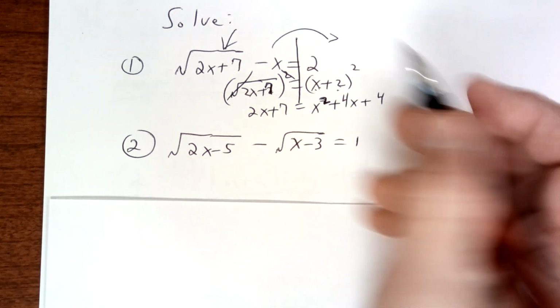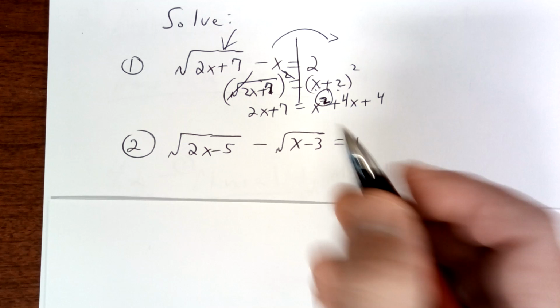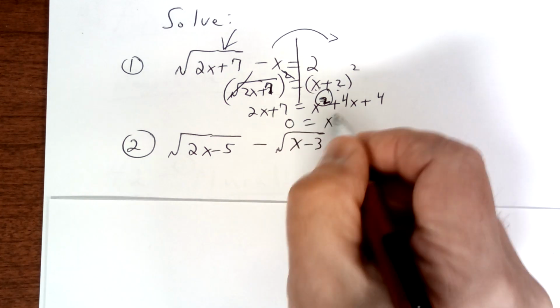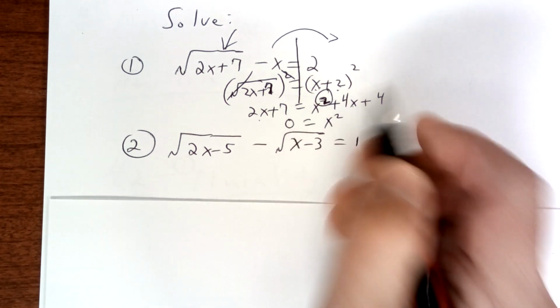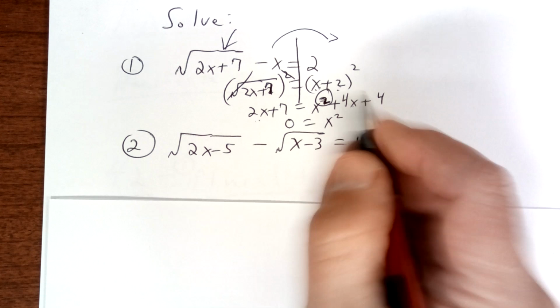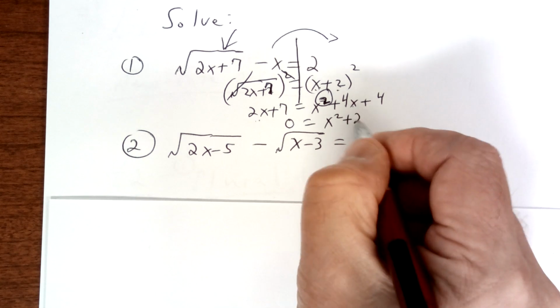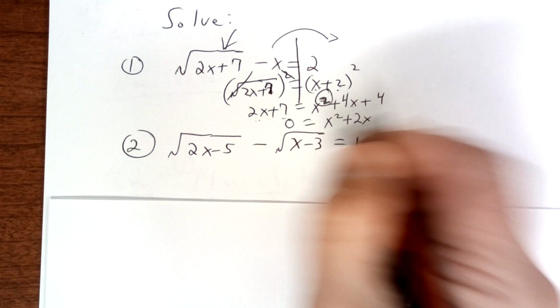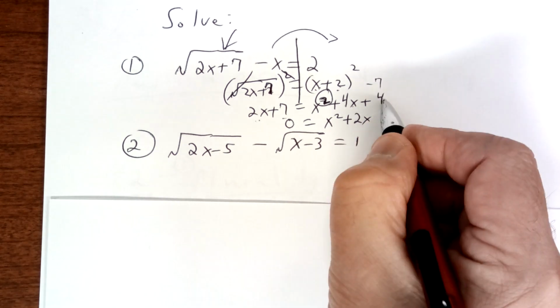Actually, it's x squared, so you want to get it equal to 0. So you want to move the 2x. That becomes a negative. So 4 minus 2 is going to give you 2x, a positive. And then that becomes a negative 7. With that 4 is going to give you a negative 3.